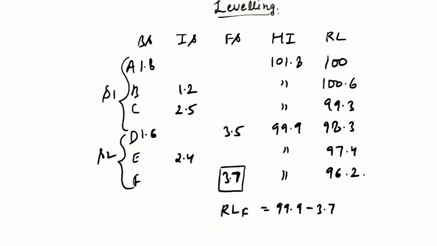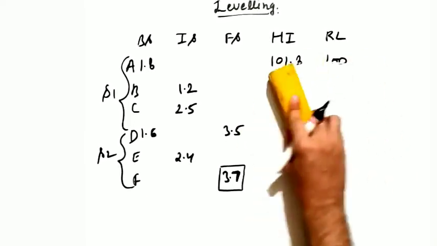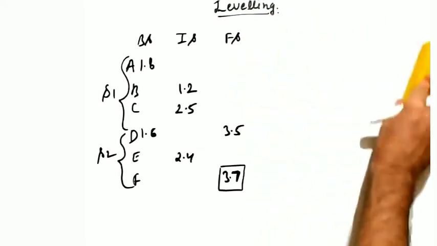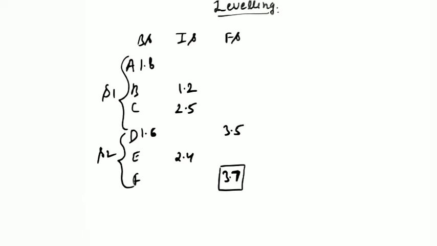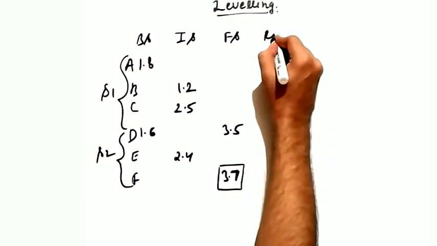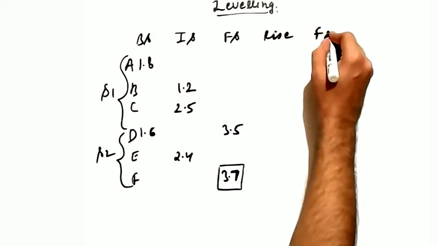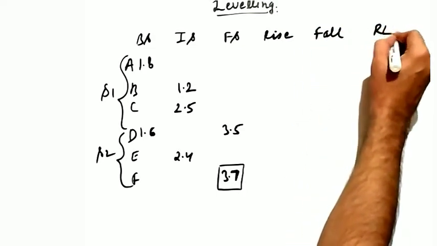So this is one method. This is called the height of instrument or height of collimation method. This gets a little trickier if there are many changes in the station. So now it's time to study the next method, and the next method is called the rise and fall method. So in the rise and fall method, instead of making a column for HI, we make a column for rise and fall and RL.